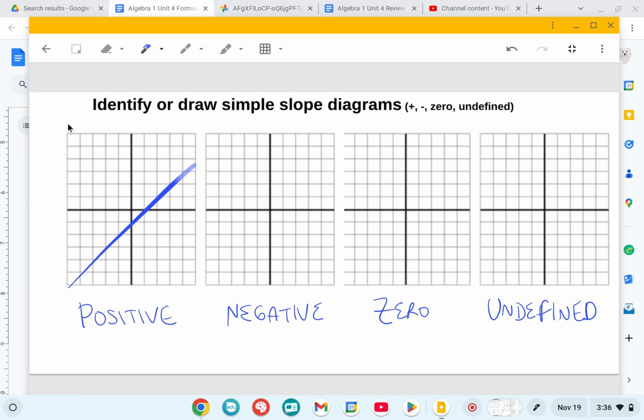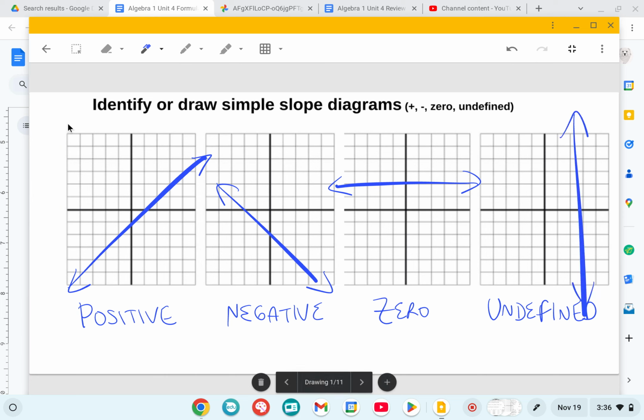Positive slopes go up from left to right. Negative slopes go down from left to right. 0 slopes go directly across the page horizontally. And undefined slopes go straight up and down across the page. That one doesn't look quite right, so maybe I should erase that and be a little bit more careful with my drawing. Let me erase that. So undefined slope should be straight up and down. That's pretty good. That's better.